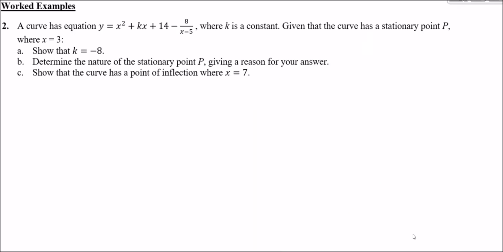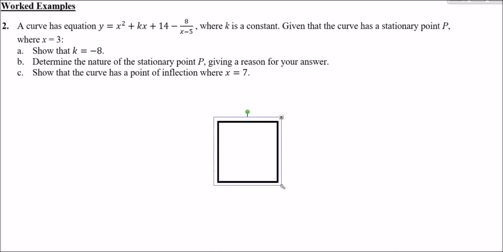This time, a curve has equation y equals x squared plus kx plus 13 minus 8 over x minus 5, where k is a constant. Given that the curve has stationary point P, where x equals 3, show that k equals minus 8. Now, before I get into this, I'm going to assume that you might not feel confident of differentiating something like this, where it's not just 8 over x, but it's 8 over x minus 5. So just in the corner, I'm going to put a little aside, should you wish.